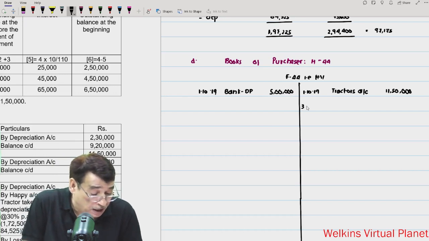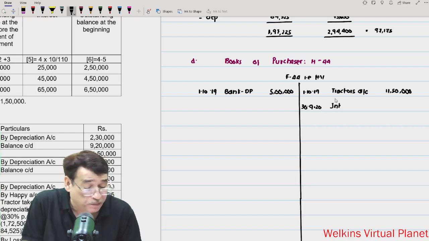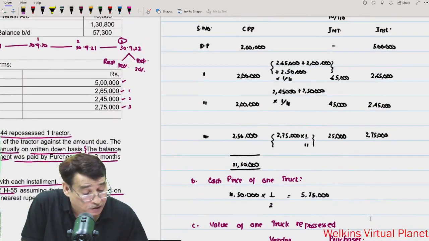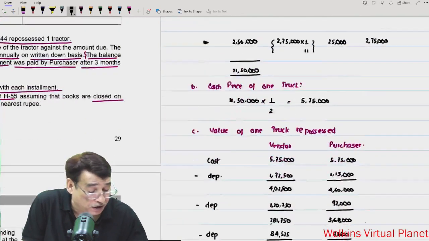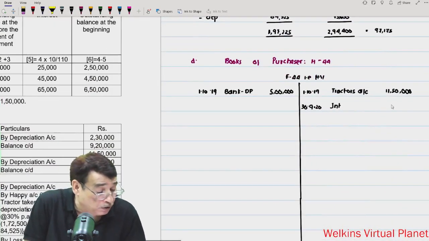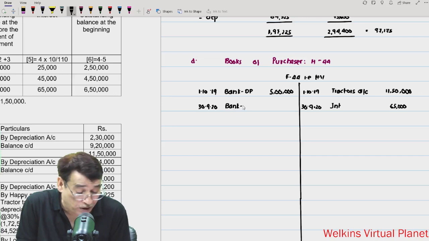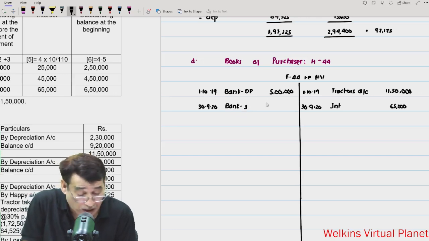Then we will reach the end of the first year, 30th of 9 2020. We will pass the entry for interest. Remember one thing. Interest in your first installment which you computed was 65,000. It is written over here, correct? So you will write over here 65,000. Then you will pay on this particular date, 30th of September 2020, your first installment. And the amount of your first installment you have already seen. First installment was 2,65,000.